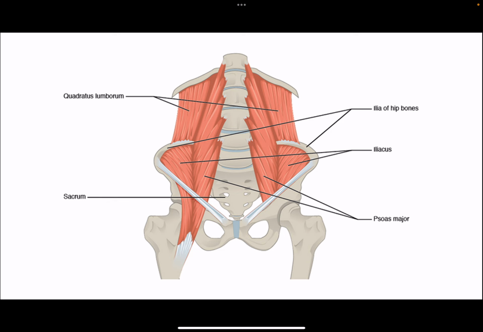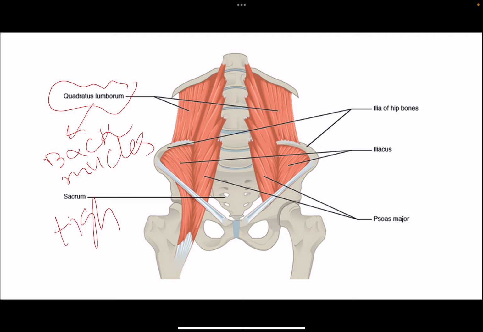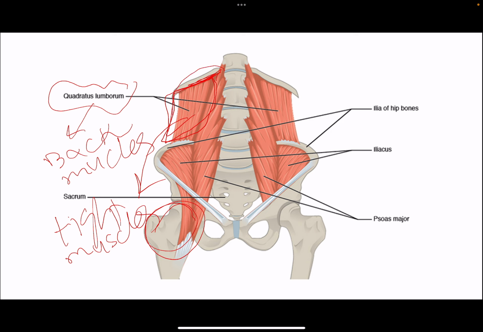Quadratus lumborum, part of the back muscles, which is a tight muscle. Okay, here is the quadratus lumborum. When we fix the hip, it side bends the trunk. When we fix the spine, it makes hip hiking, like a belly dancer.